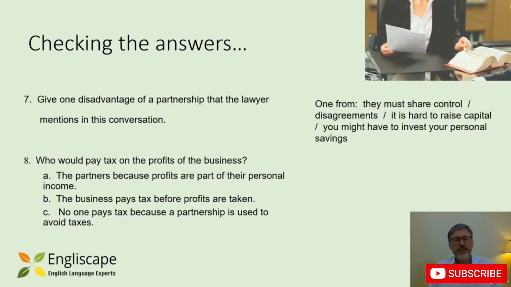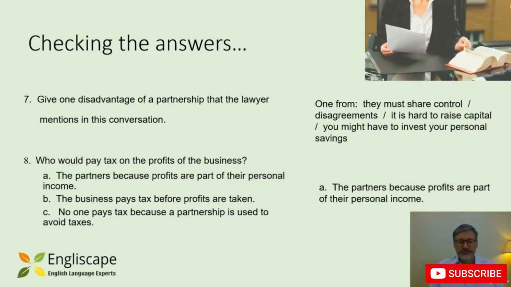Number 8. Who would pay tax on the profits of the business? A. The partners, because profits are part of their personal income. B. The business pays tax before profits are taken. C. No one pays tax because a partnership is used to avoid taxes. The answer? A. The partners pay tax because profits are part of their own personal income. They are not a separate legal entity from the business.